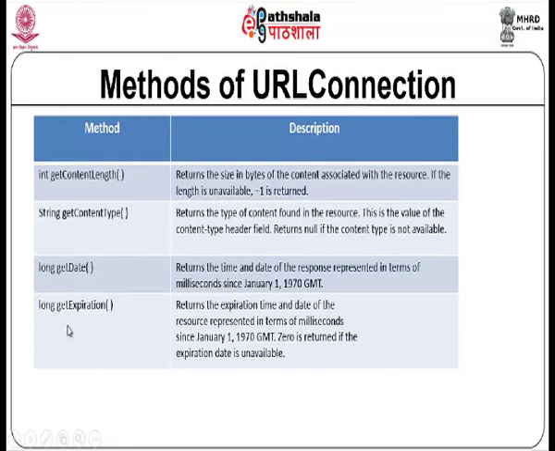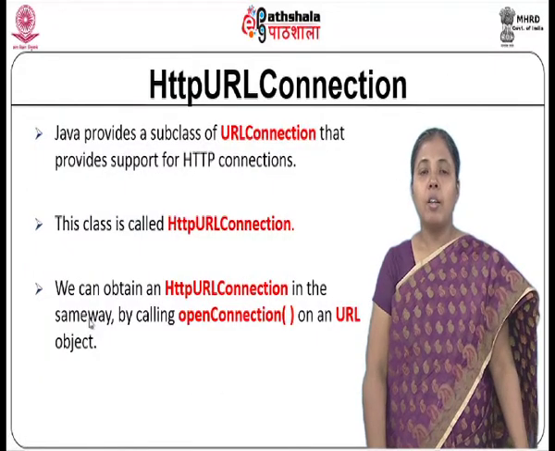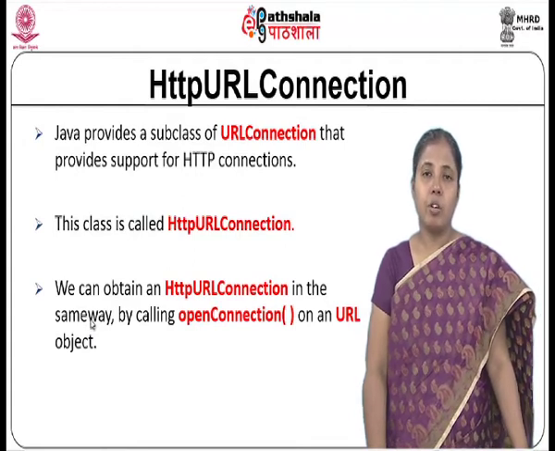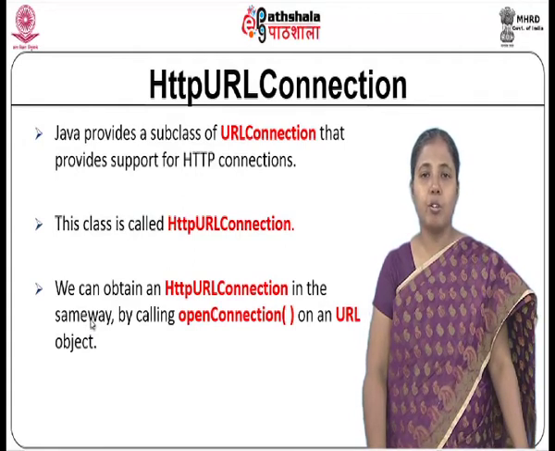And there is another method called getExpiration. This returns the expiration time and date of the resource, which would also be represented in milliseconds since January 1, 1970. This long is the value that is returned in milliseconds. If the expiration date is unavailable, then 0 would be returned when you are using the method called getExpiration.